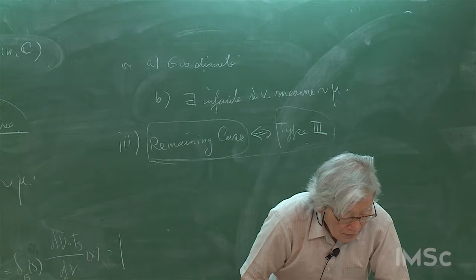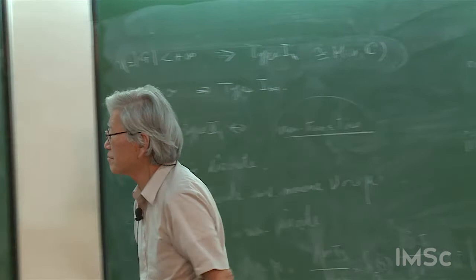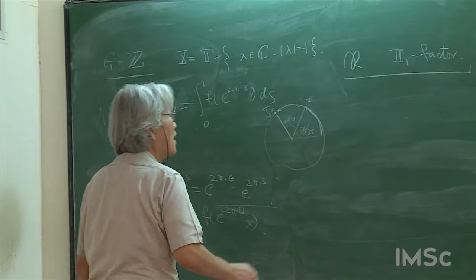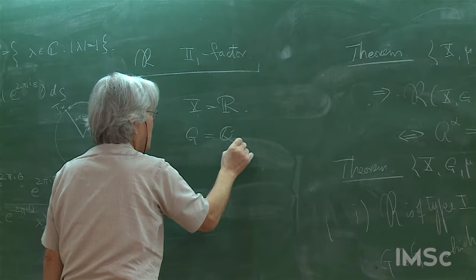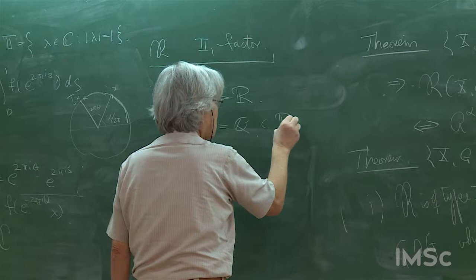Now, next one. So that's example one. Example two: X is now the real line. Then the group is now the rational numbers, translation as a subgroup. Okay, translation.